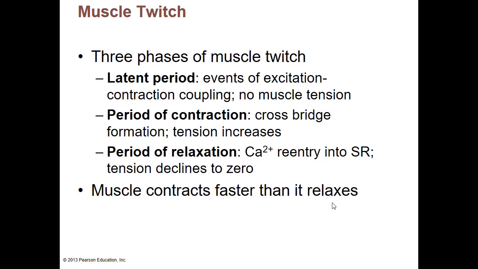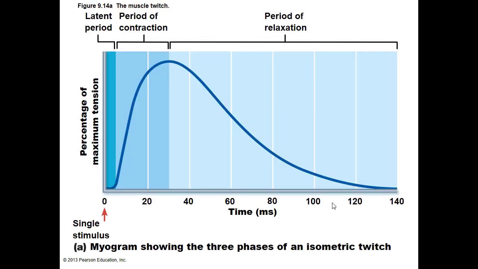Then you have a period of contraction where all the myosin heads are grabbing onto the actin. And then you have a period of relaxation where all the calcium that moved to help the muscle contraction all goes back. Now, muscle will contract faster than it relaxes. This is showing your basic muscle contraction. If you have a single stimulus, and in a lab they do this electrically, you're going to have your latent period where you've got lots of moving of ions everywhere, then your muscle will contract, then eventually it will reset itself and relax. But the contraction happens a whole lot faster than the relaxation.